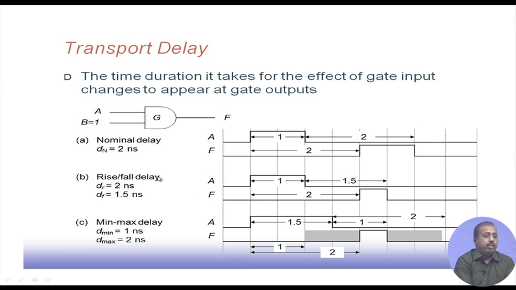This can happen because of the logic families that we have. As a result, the rising delay and falling delay may be different, they need not always be the same.